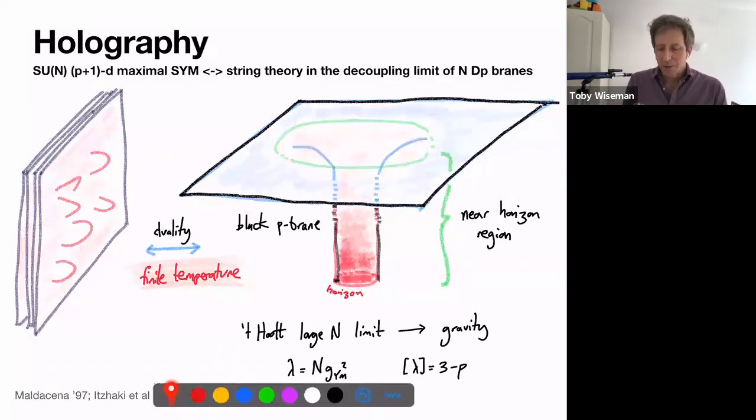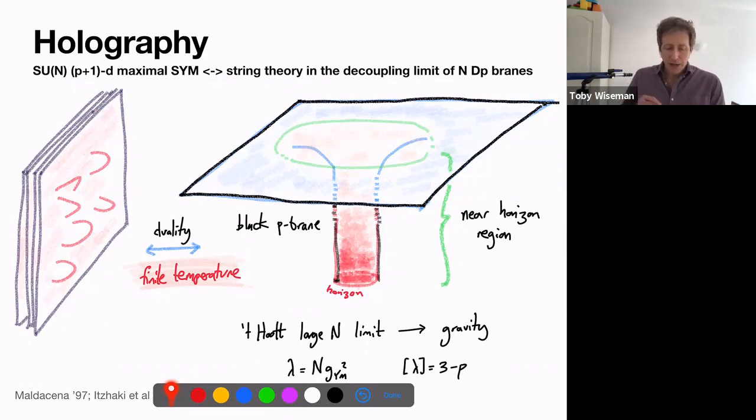Maldacena, as you all very well know, said that certain maximally supersymmetric gauge theories, those living in p+1 dimensions, with SU(N) or U(N) gauge group, are the world volume theory at low energies of N Dp-branes. These are Dp-branes, not just D3-branes. He actually did this general version shortly after AdS/CFT. The idea is that this is equivalent to the decoupling limit of string theory in the background of these branes. And so there are two apparently dual descriptions.